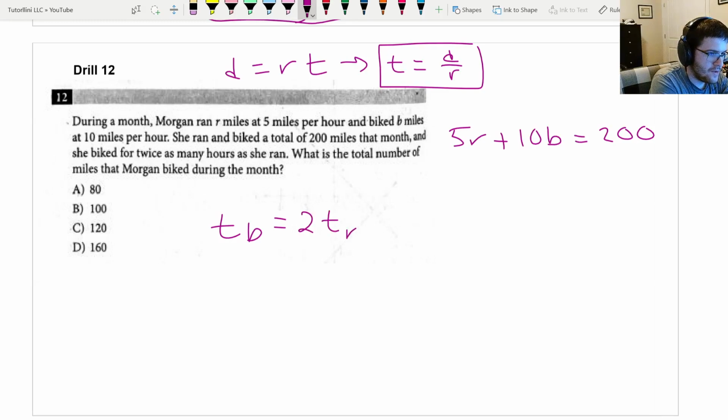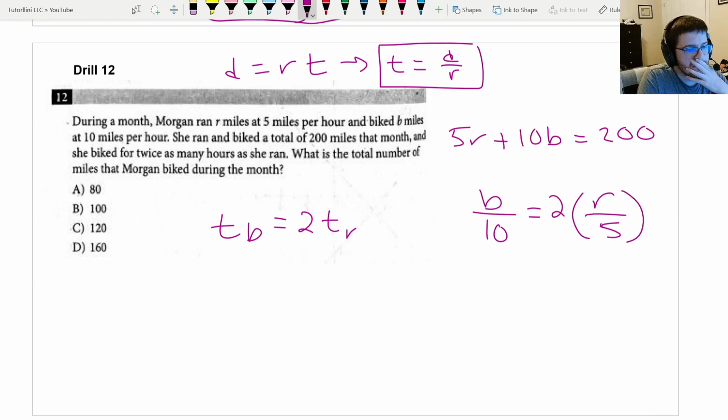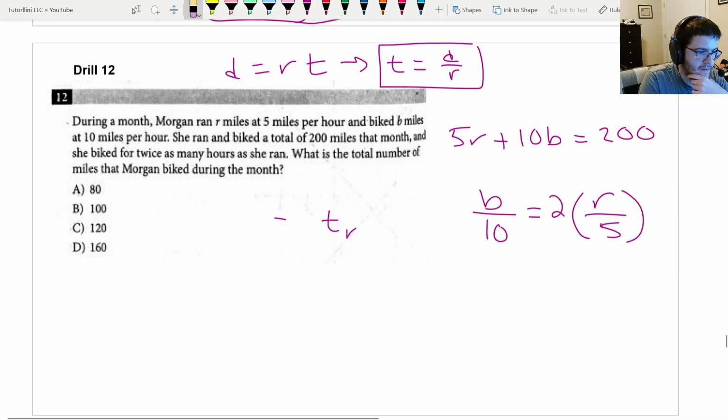So we can write D over R. So B over, what was her rate for biking? 10 equals 2 times the time running. So distance running is R over the rate running, which is 5. Okay, wow. That was a pain. Once we get to this point, we can just type this into Desmos. Let's go over how to do it by hand, though.